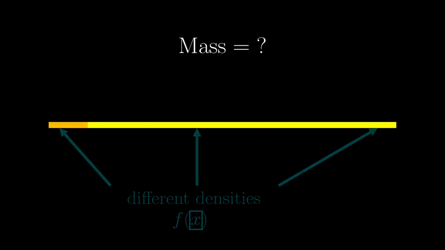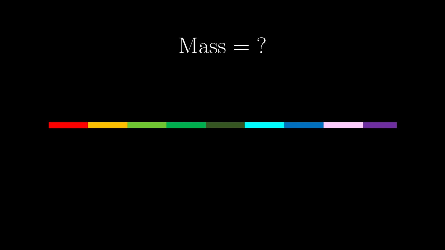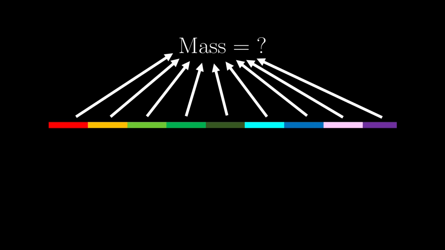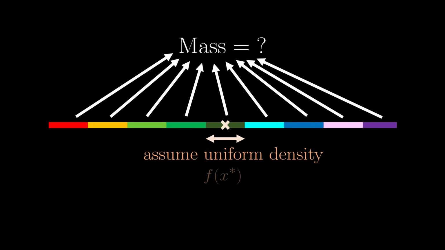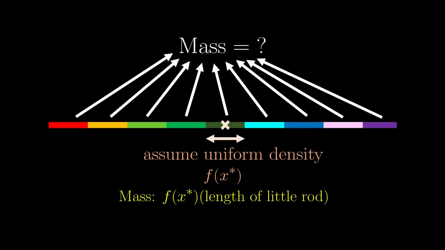Well, we can chop the rod into smaller pieces, then find the masses individually, then add them all up. The reason we want to do this is that the length of each little rod is so small that we can approximate it to have uniform density. Let's say the density at this point is f of x star. So we assume f of x star to be the density throughout this little rod. Then the mass is the density multiplied by the length of the little rod. Repeat this for all the little rods, and summing the little masses up, we get the total mass.